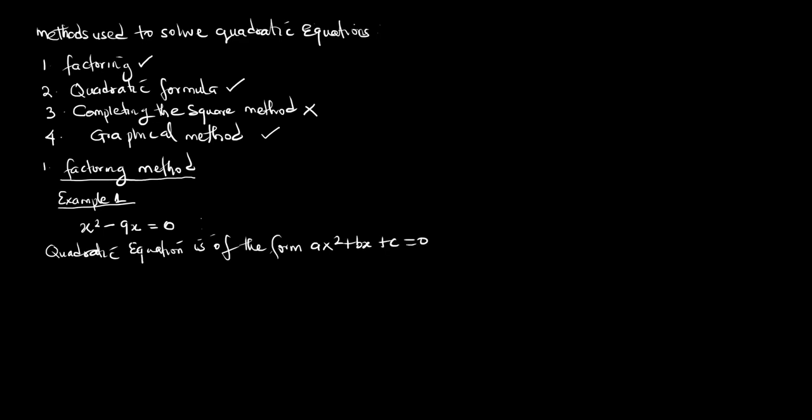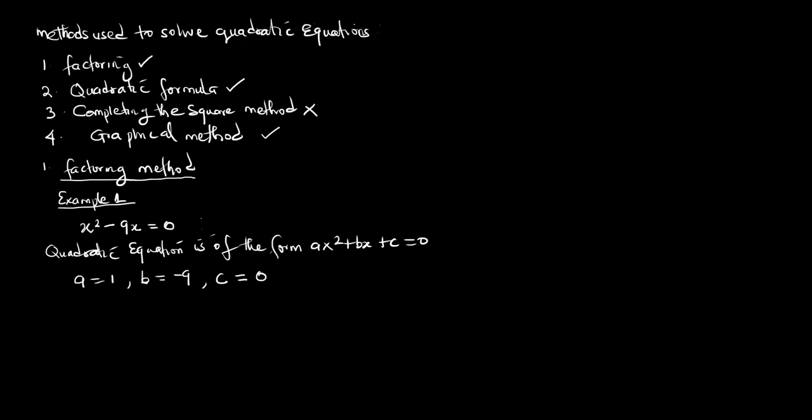So if you compare this and that equation, you will see that my a in this case is equal to 1, because there's nothing attached to the x squared here. You will see that my b in this case, the coefficient of x here, is minus 9, and of course my c is equal to 0 because I don't have any constant term attached in that equation, right?